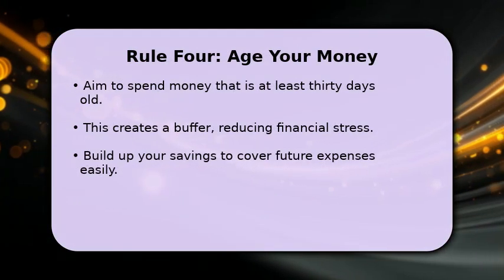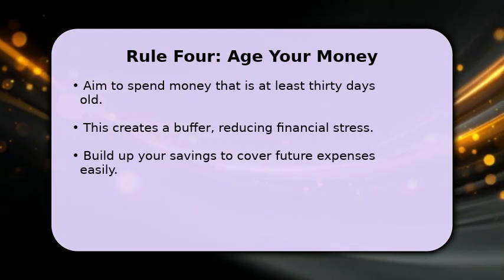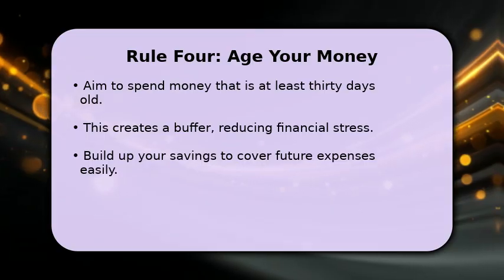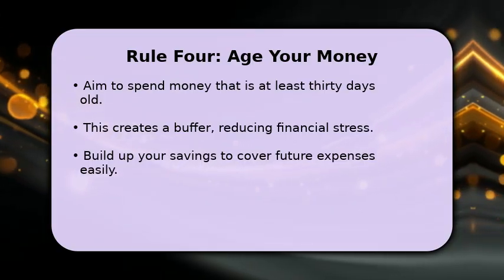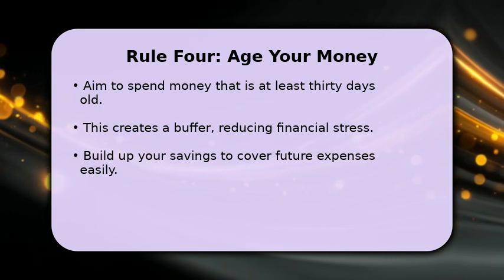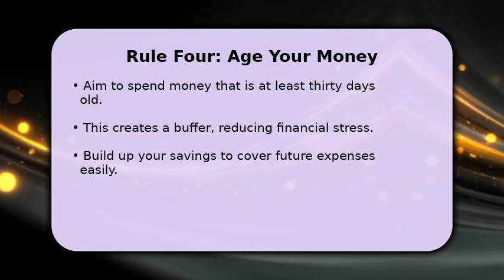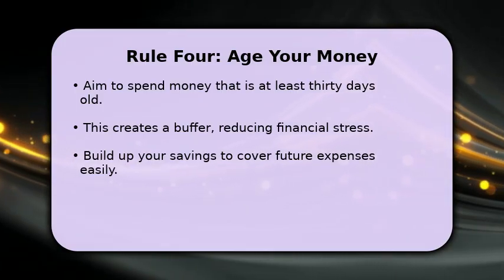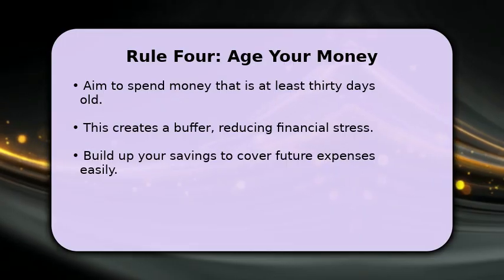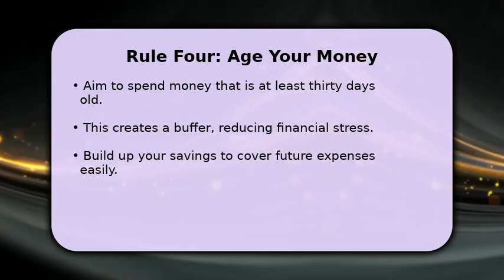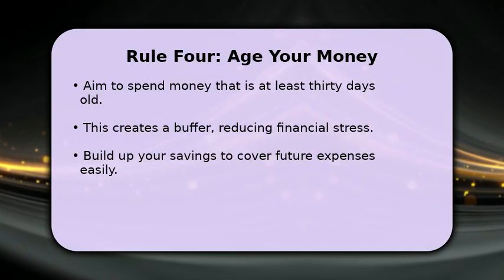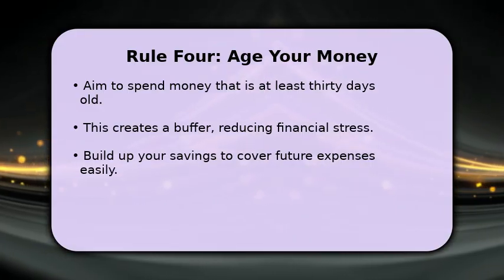Finally, we arrive at rule number 4, age your money. The goal here is to reach a point where the money you are spending today is at least 30 days old. This creates a significant financial buffer, dramatically reducing stress and allowing you to cover future expenses with ease. By consistently building up your savings and living on last month's income, you achieve true financial freedom and control over your money.